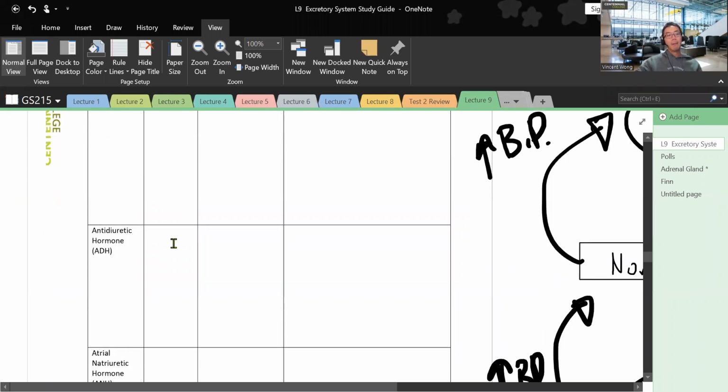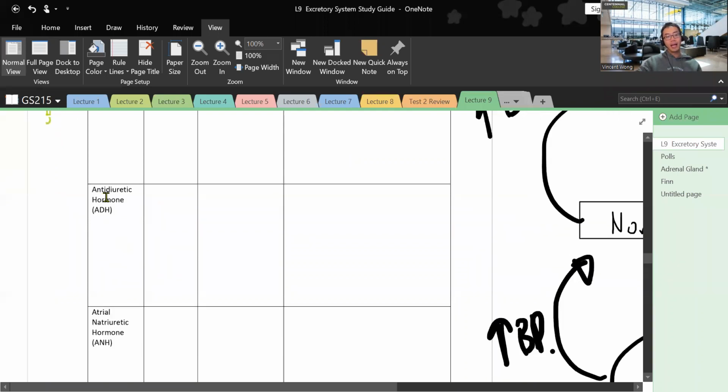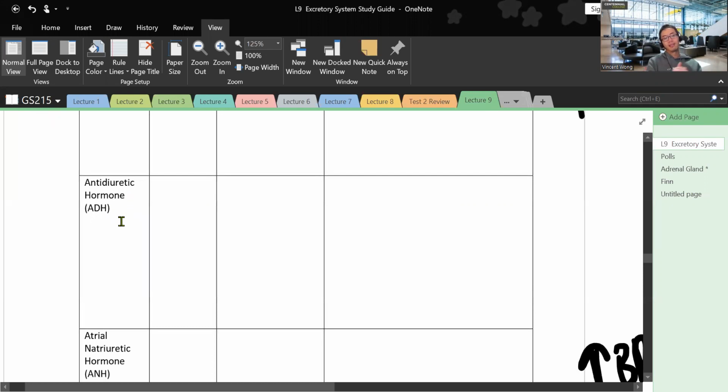Very good. And ADH, which is something we haven't talked about yet, is anti-diuretic hormone. Diuretic means pee, right? So this is like an anti-pee hormone. It makes you not pee. When do you want to pee less? Think about it. What's a good time to not pee?